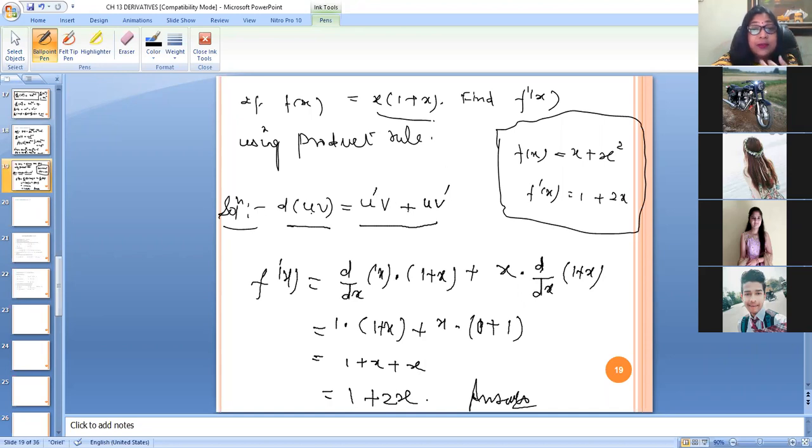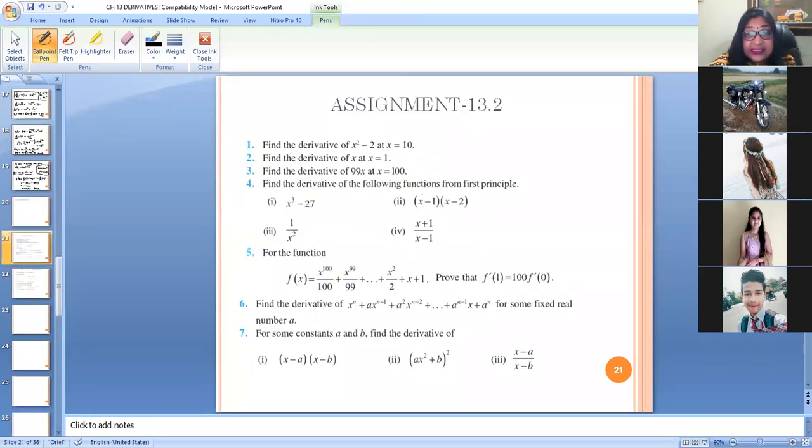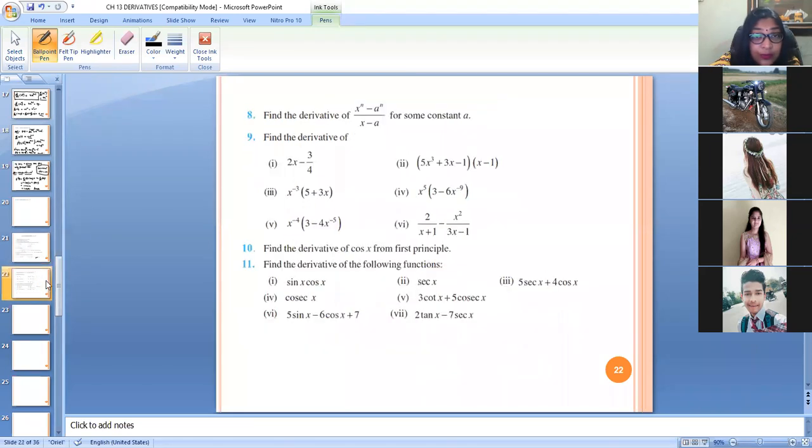So you will be learning so many methods to find the derivative. Today we have learned about the product rule. Now you can follow the exercise and solve these questions. Find the derivative of x minus a upon x minus b. You can apply quotient rule. Find it here, 5x cube plus 3x minus 1 into x minus 1. You will be applying product rule. Apply product rule, and also solve as many questions as you can.